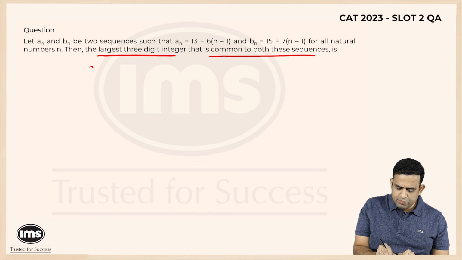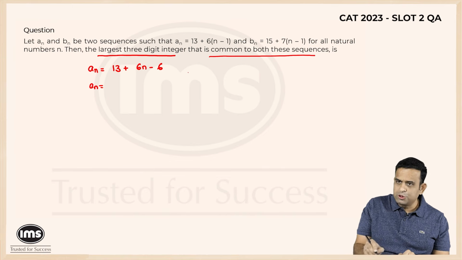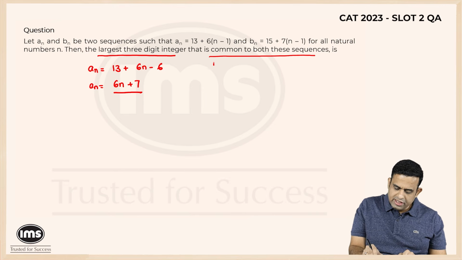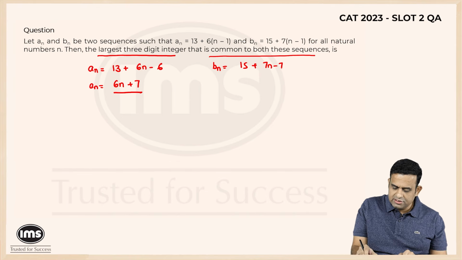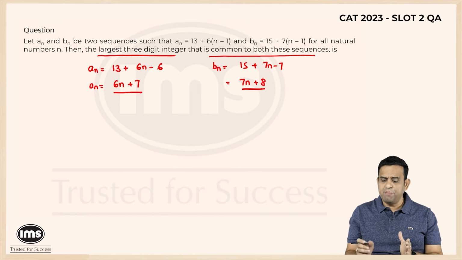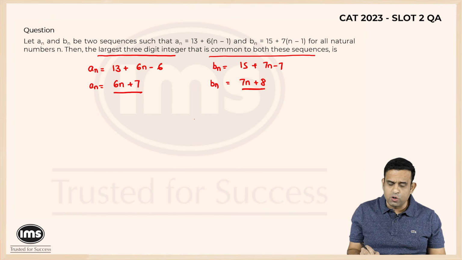If you represent An, which is equal to 13 plus, this part becomes 6n minus 6. So An becomes nothing but 6n plus 7. Now if I look at the Bn sequence, 15 plus 7n minus 7, this becomes 7n plus 8. Now the sequences An and Bn are both going to be nothing but a sort of AP.